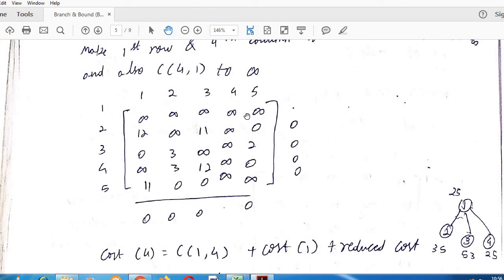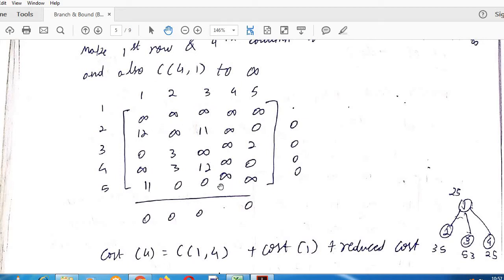Also the first row and fourth column elements are replaced with infinity. So the remaining row column element values will be written as it is. After that I will find out the minimum cost. The minimum value in the first row I will ignore as all the values are infinity. The minimum value in the second row is 0. The minimum value in the third row is 0. The minimum value in the fourth row is 0, and the minimum value in the fifth row is 0.